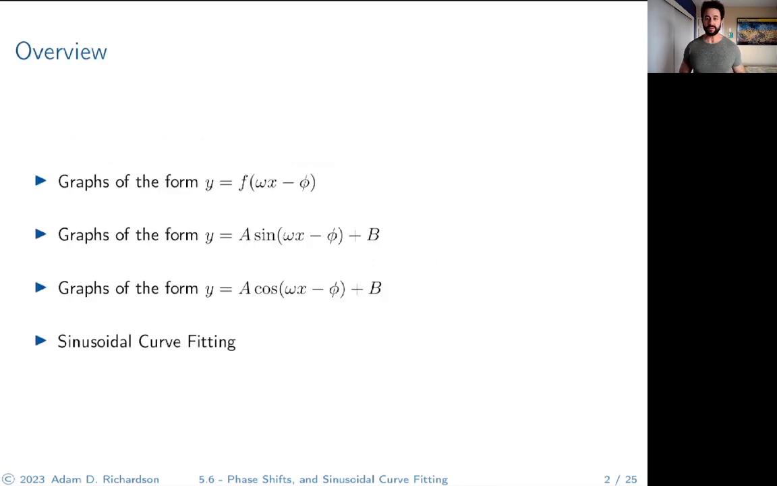All right, so the first thing we're going to do is talk about graphs of this form, f of omega x minus phi, just to take a look at the general theory of what happens with these phase shifts. Then we'll look at graphs specifically of this form, basically putting all of the different transformations of our sinusoidal curves together in one. We'll do another example with cosine instead, and then we'll finish up with sinusoidal curve fitting.